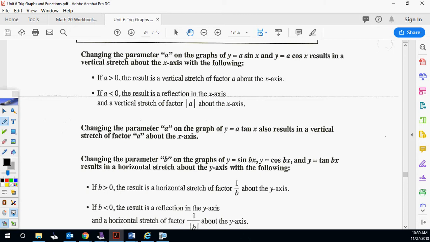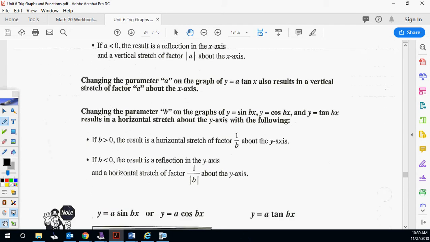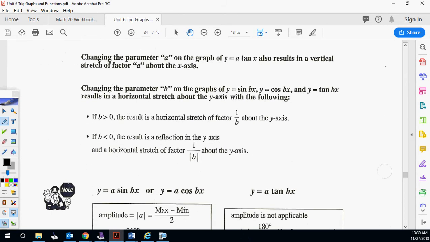Okay, these are all things we know. That's what we expected, so we don't have to talk about that too much. Remember, like I told you earlier, vertical stretch by the factor is always the positive vertical stretch. We don't stretch negative. That just means flip. Changing the parameter a for tangent results in a vertical stretch of factor a about the x-axis.